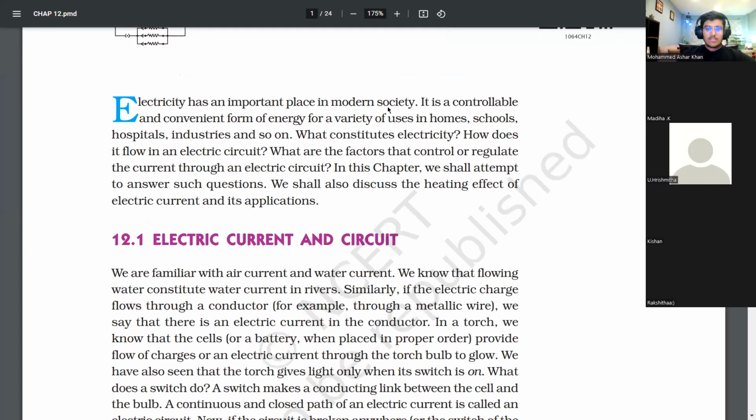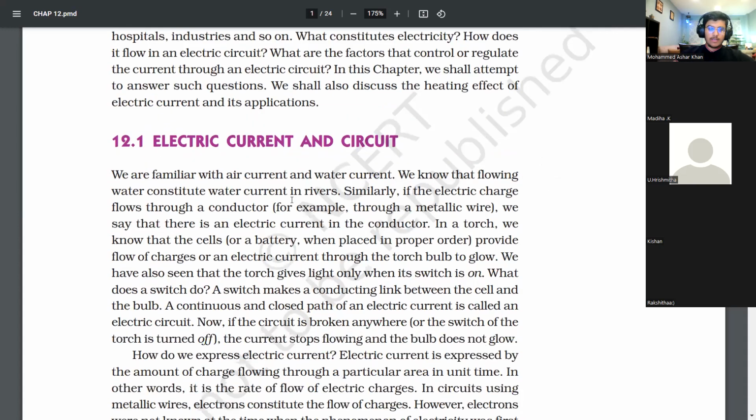As it says here, electricity has an important place in modern society. It is a controllable and convenient form of energy for a variety of uses in homes, schools, hospitals, industries, and so on. But what is electricity? That's what we're going to learn in this chapter. How does it flow? What are the factors that affect electricity? And how fast, how slow does it flow? What different values does it depend on?